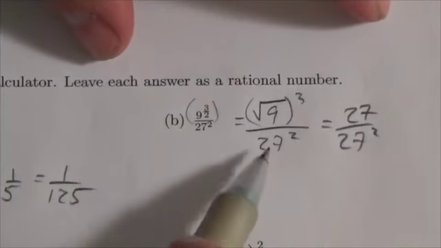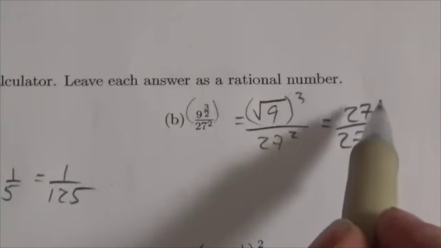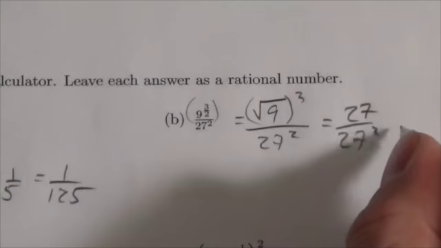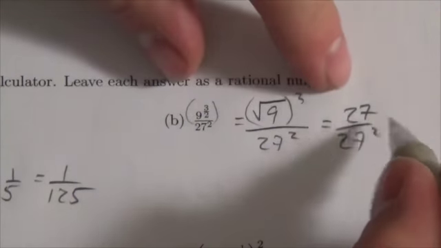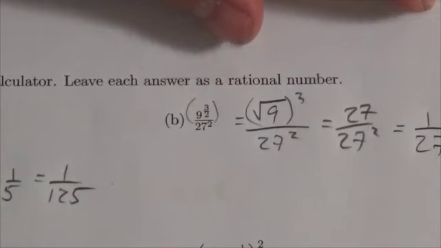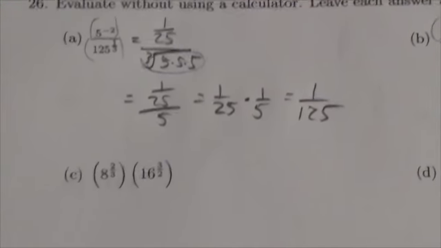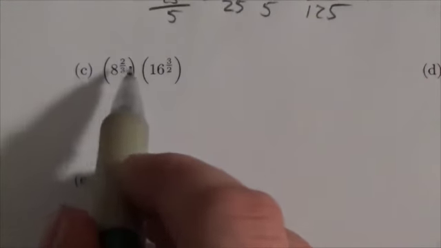And this is why I waited to do this 27 squared here. I don't want to do that. I've got a 27 over 27 squared. So that's going to basically be 27 to the negative 1, or 1 over 27. Over here, C, we've got 8 to the 2/3.